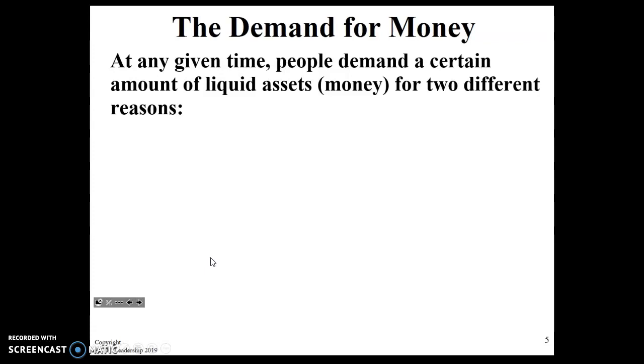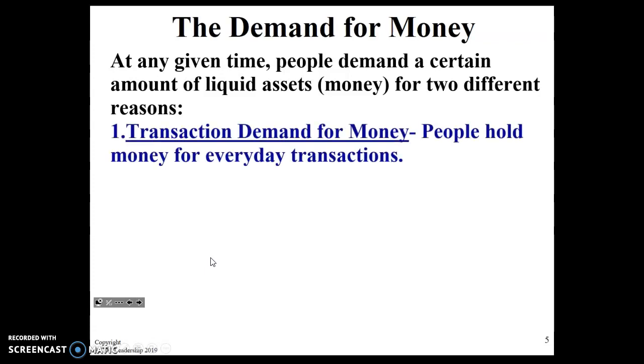So at any given time, people demand a certain amount of liquid assets or money for two different reasons. First is transaction demand for money. So people hold money for everyday transactions. If the prices of things start to go up, then the demand for money will go up.